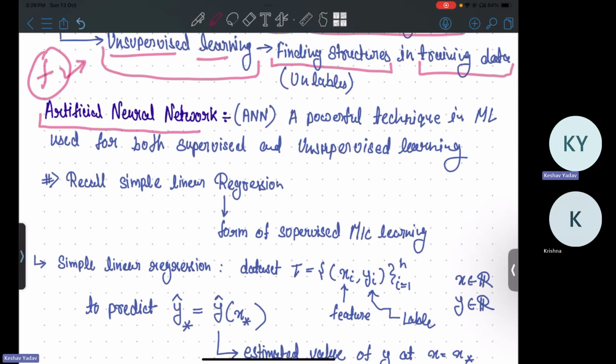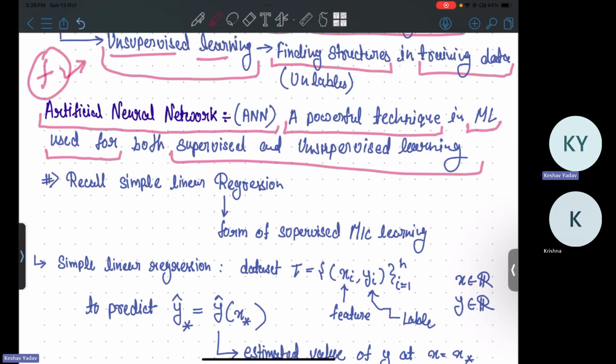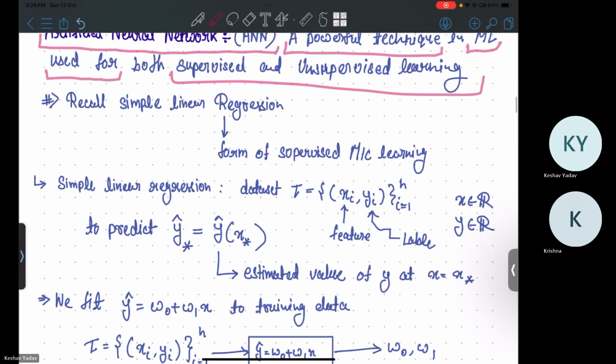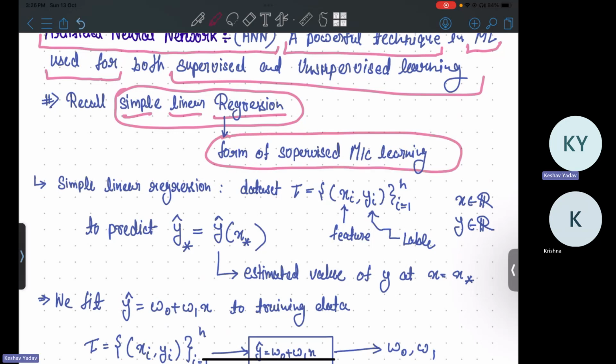What is an artificial neural network, or ANN? ANN is a powerful technique in machine learning that is used for both supervised and unsupervised learning. Now, if we go back to our regression problem and consider simple linear regression, this is a form of supervised machine learning. Why supervised? Since in the data set we have both feature and label.